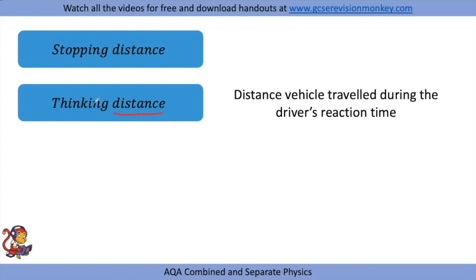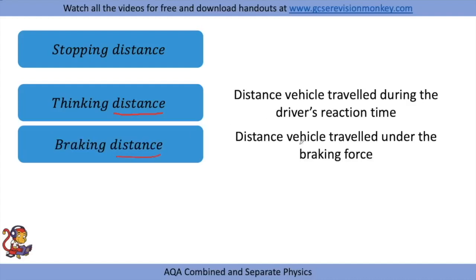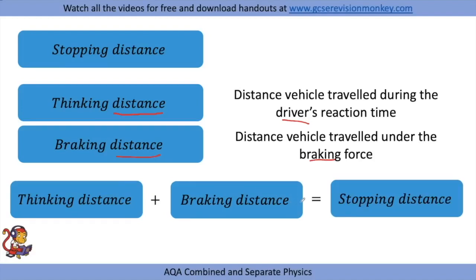So thinking distance is not to do with time, but it's the distance travelled during the driver's reaction time. And braking distance is the distance the vehicle travelled under the braking force. So these are definitions people get wrong a lot of the time because they start to think about time rather than distance. So if we add these two together, thinking distance plus braking distance, we will get the overall stopping distance.